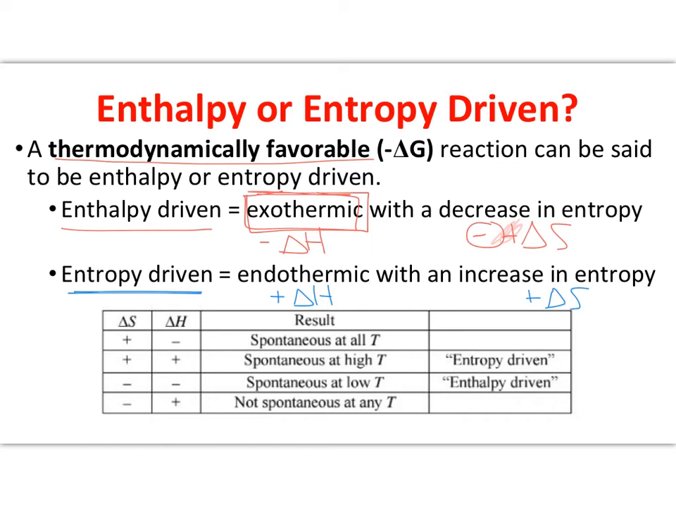And so what you see here are those four situations that we talked about before. They're in a slightly different order, but the first and the fourth are those situations in which it's either always spontaneous or never spontaneous. And then the middle two are the ones that are spontaneous at specific temperatures. If you see here, the positive delta S is entropy driven, the negative delta H is enthalpy driven.